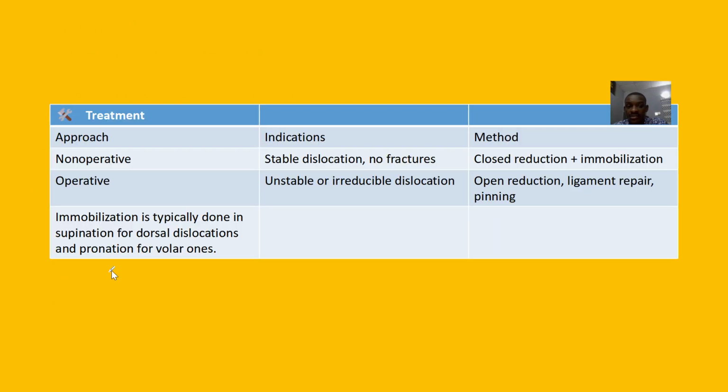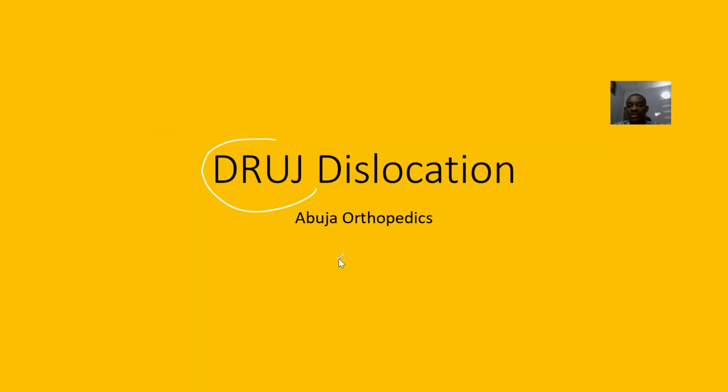Okay. Treatment, sometimes you just want to stabilize the dislocation. You understand, where you are not using any operation. Then sometimes you want to actually do an operation to check for ligament repairs, then stabilize the bones further. So that's what we have for the DRUJ dislocation.